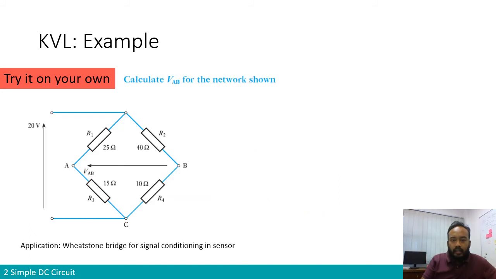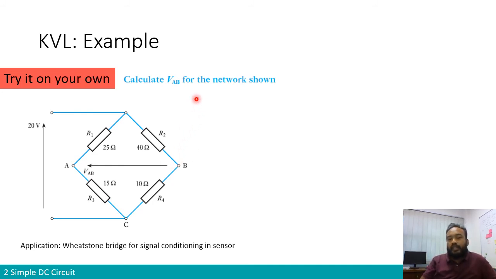This second exercise might look a bit complex. This is basically what we call a Wheatstone bridge. This is a form that you may usually find in a circuit for signal conditioning in a sensor. So imagine you have a sensor, basically it's usually used as a strain gauge sensor to measure the displacement on certain points on a material mechanically.